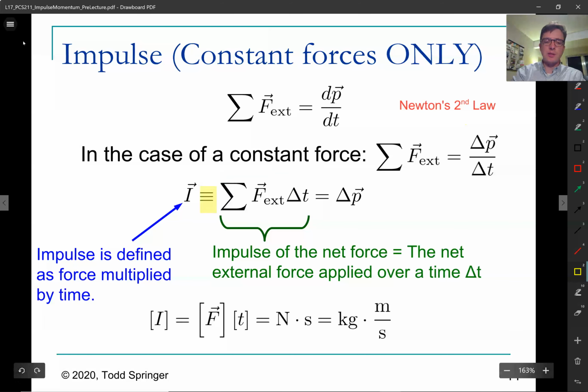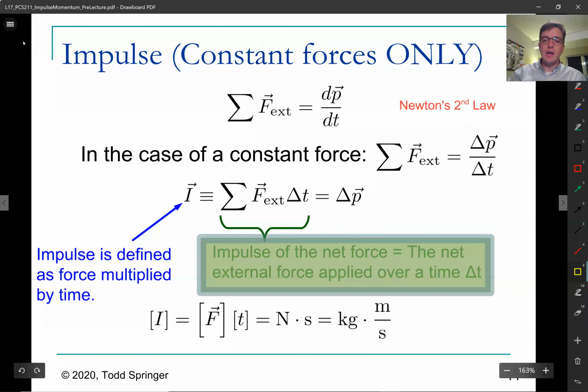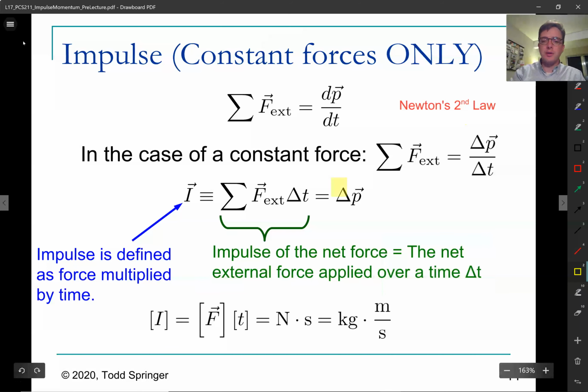Three equal signs means a definition. So I'm defining this thing called impulse. Impulse is a vector, and it's equal to the net force times the time over which it acts. So this is the impulse of the net force. It's the net force applied over a time delta t. And that's what we call impulse. And the impulse is equal to the change in momentum.